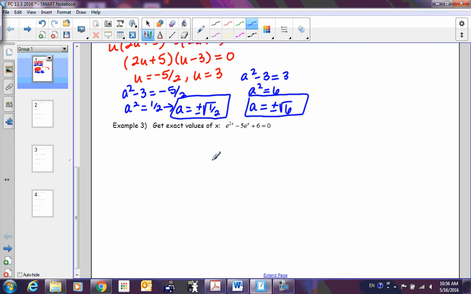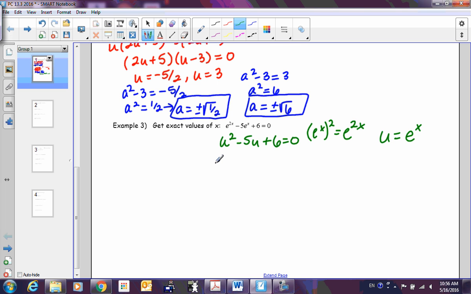All right, so then we're doing almost the exact same thing here. It might not be so clear what you need to let u be, but remember that we typically have a u squared in the front. And e to the x squared is the same exact thing as multiplying those two, e to the 2x. So what we're going to let u equal is e to the x. That's how we get the u squared here. And then we get minus 5u plus 6 equals 0.